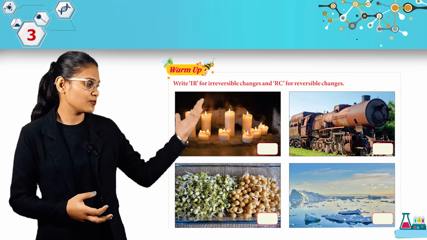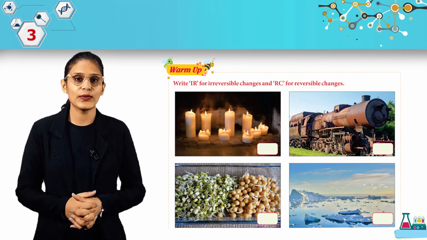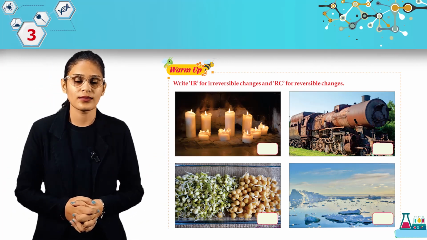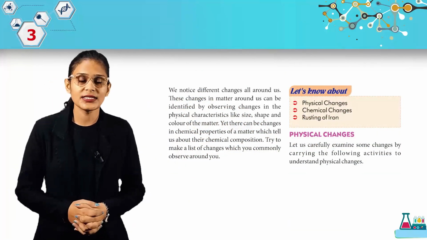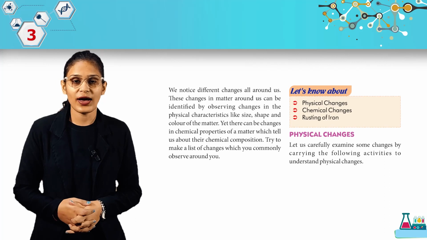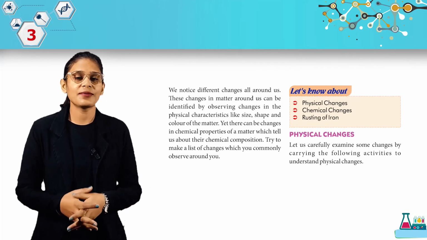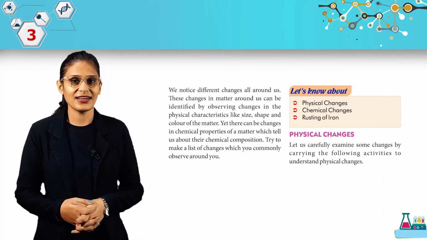So students, look at these pictures. Here you have to write the reversible and irreversible changes. You can do it by yourself. Let's know about physical changes, chemical changes, and rusting of iron. These are the topics we are going to discuss in our chapter.